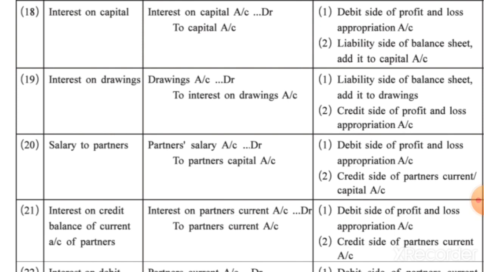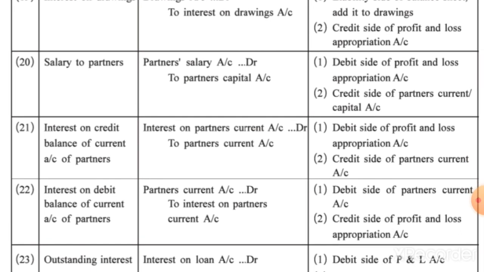Okay. Next, such as interest on credit balance, same way interest on debit balance of current account. First effect, that would be debit side of partner's current account, because that much amount of interest the partner has to pay to the firm. And the second effect, that would be, it would be gain or income for the firm, so it would be recorded on the credit side of P&L appropriation account.